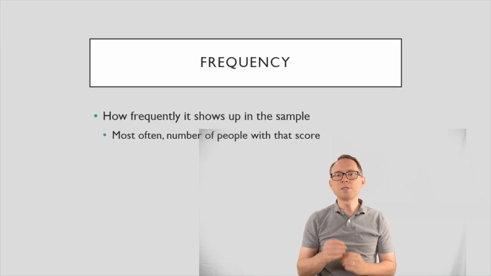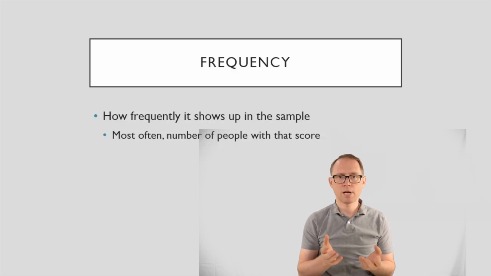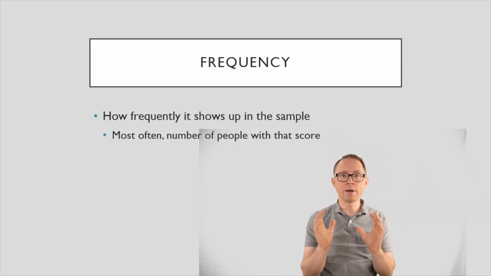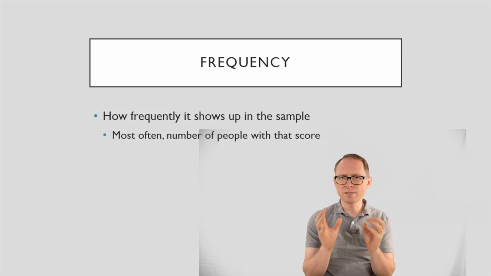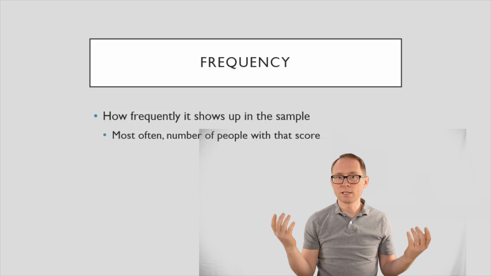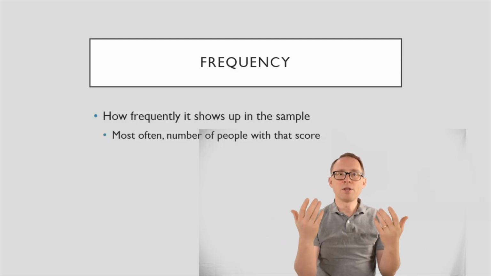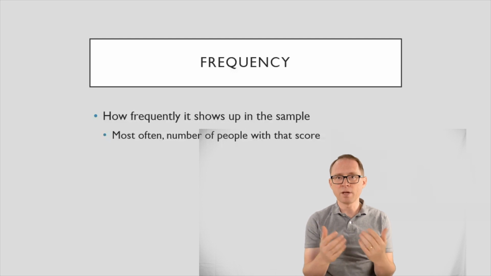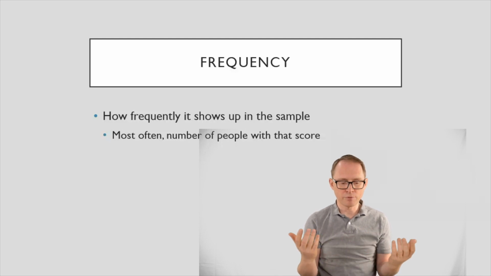frequency. Frequency means how often something shows up in a sample, how often something occurs. It is not time. We're not talking about how frequently, meaning every 3 seconds. We're talking about how many times it shows up in a sample, right? Specifically, it normally means the number of people who have that specific amount of the variable, the number of people with that score. That's normally what we mean by frequency.